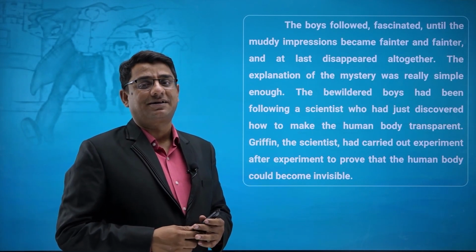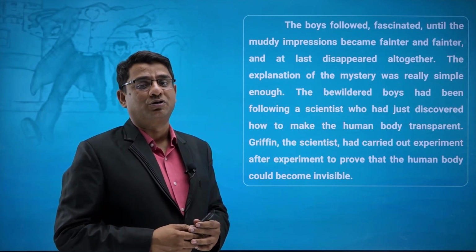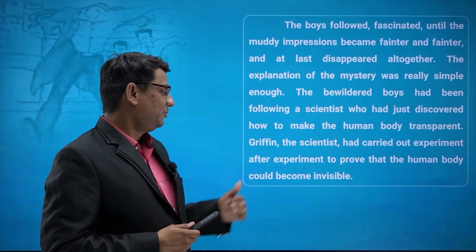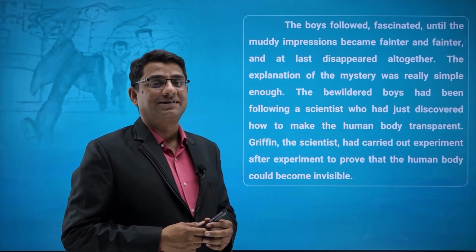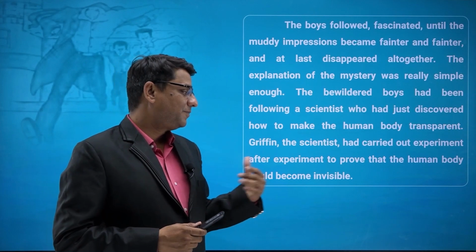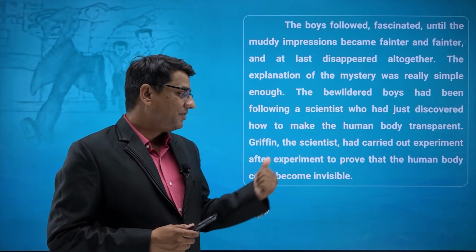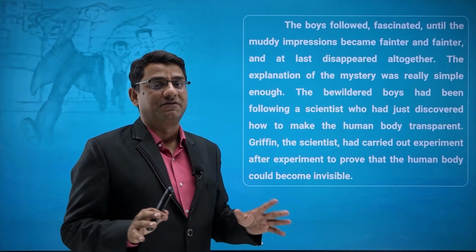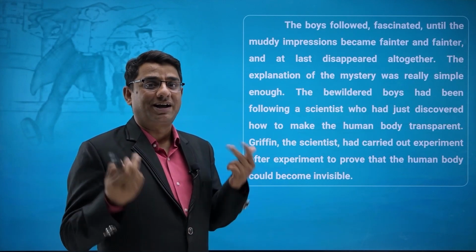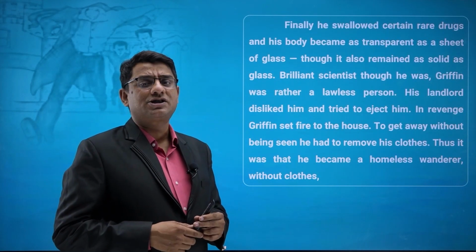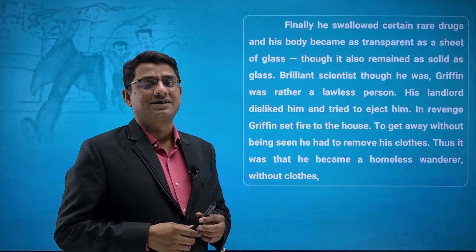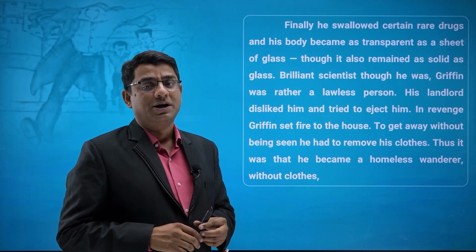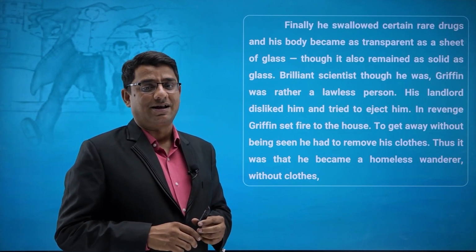Griffin, the scientist, had carried out experiment after experiment to prove that the human body could become invisible. This I already told you. This Griffin, a very greedy scientist, finally made it possible that the human body becomes completely invisible, and he made this entire trial on his own self. Finally, he swallowed certain rare drugs and his body became as transparent as a sheet of glass, though it also remained as solid as glass.